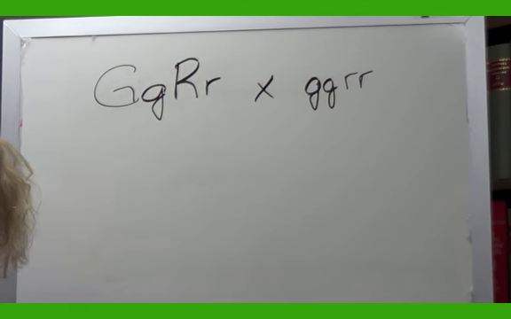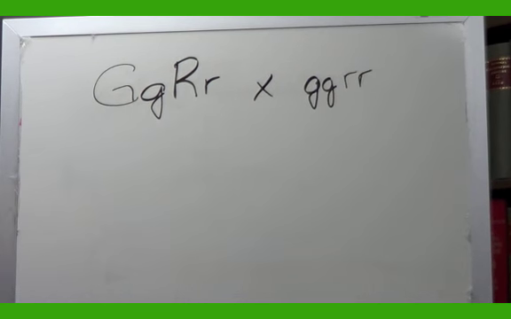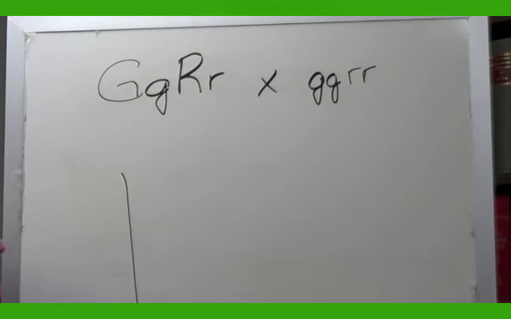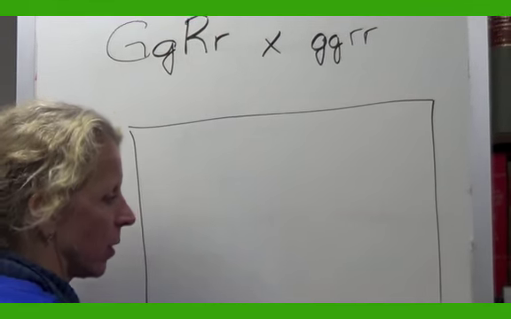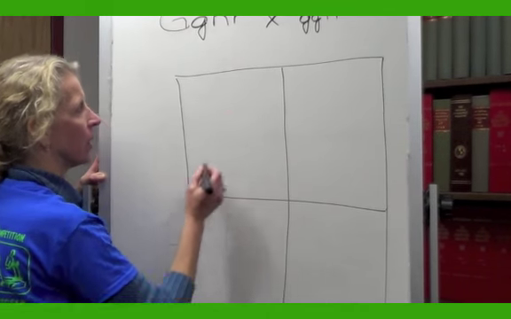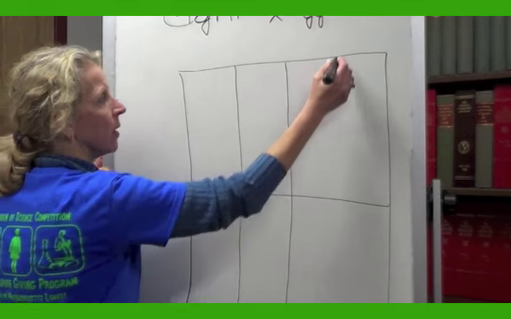And now we know that they can only give one of each of those alleles to their offspring. Now, my Punnett square is going to have to be a little bigger though, and so for these types we're going to need 16 squares. So we're going to make our giant Punnett square.